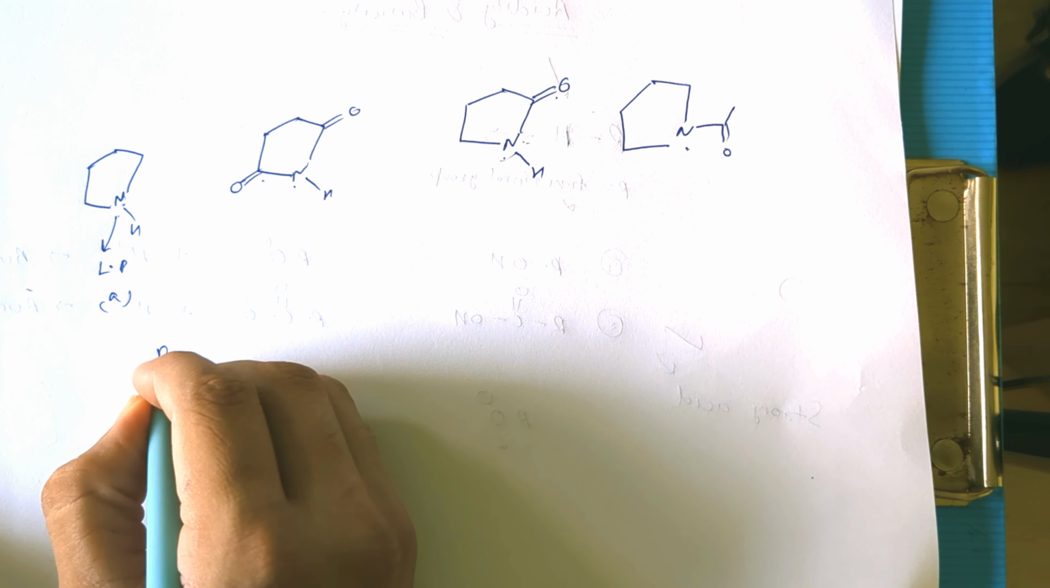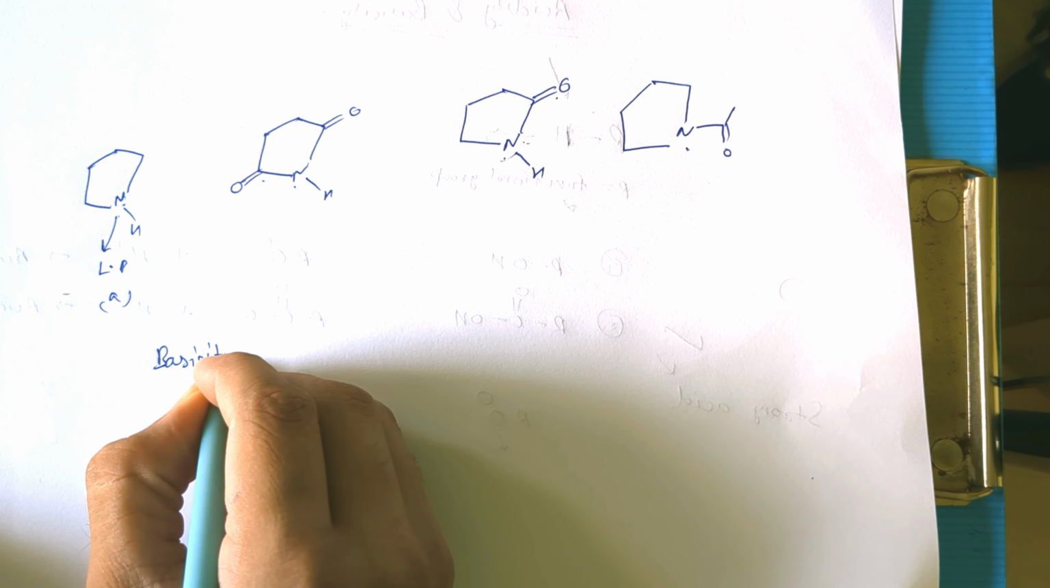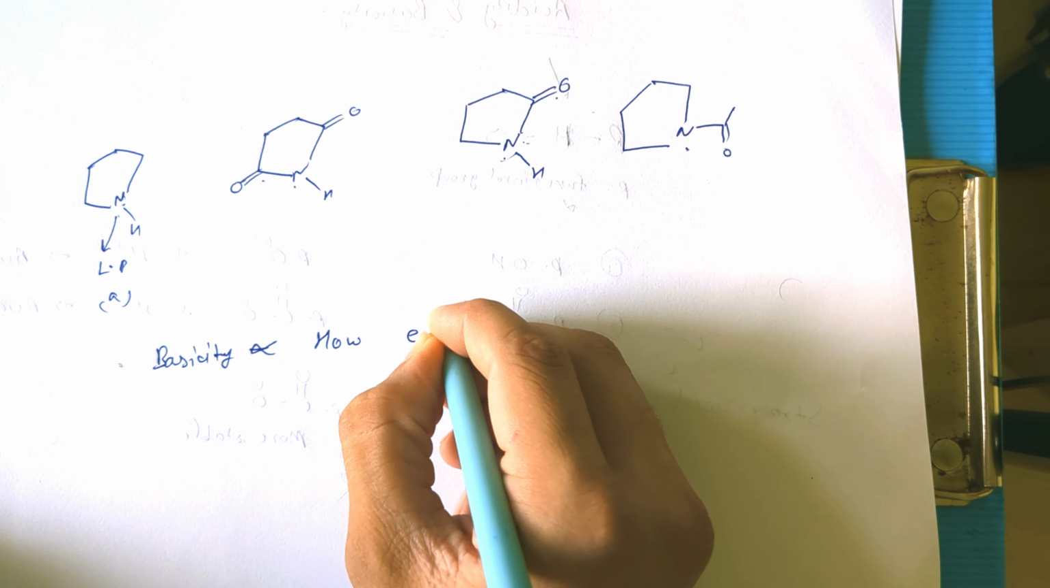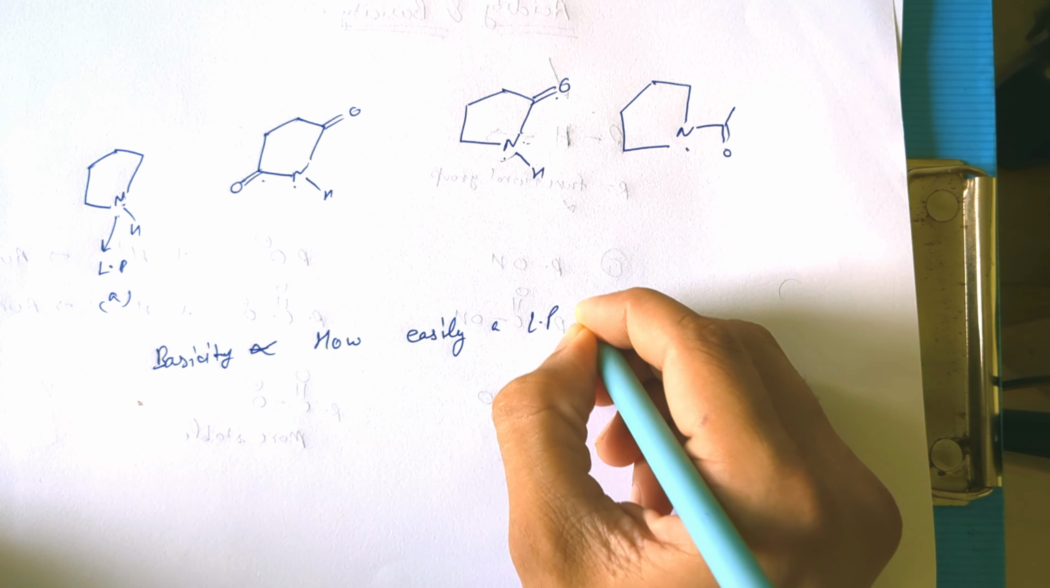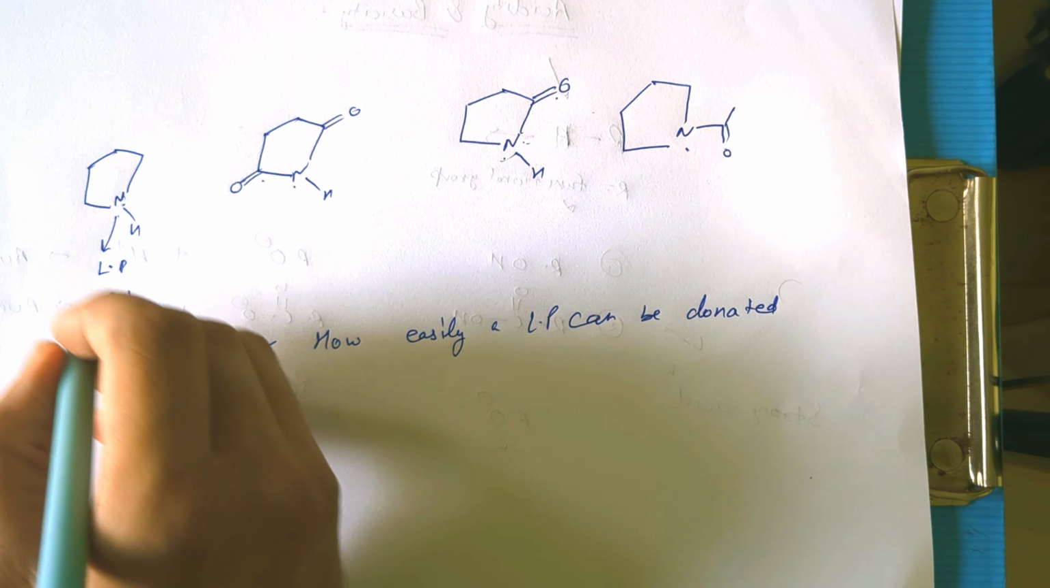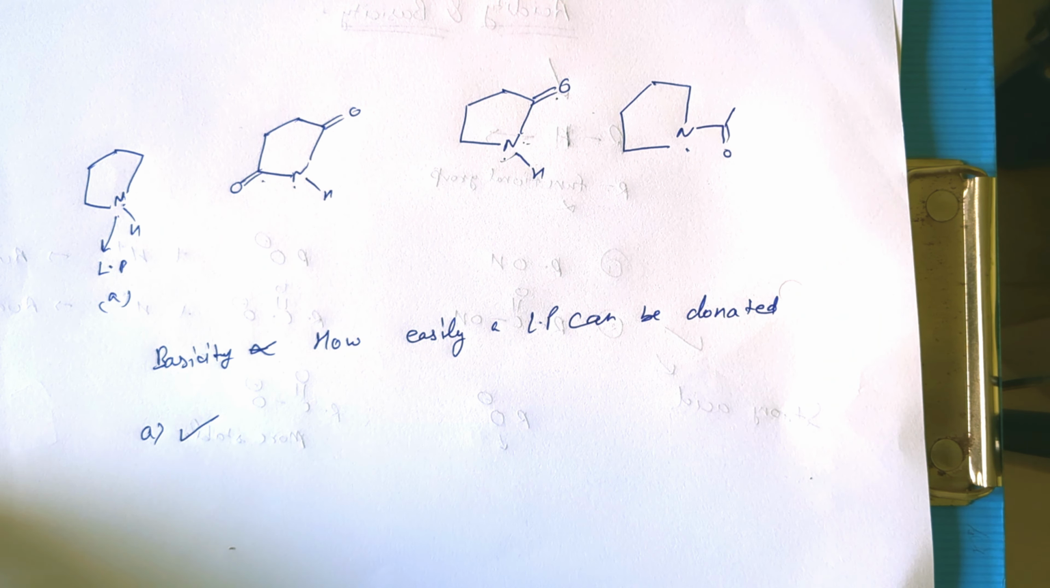So basicity is directly proportional to how easily a lone pair can be donated. So option A is correct, that is the most basic.